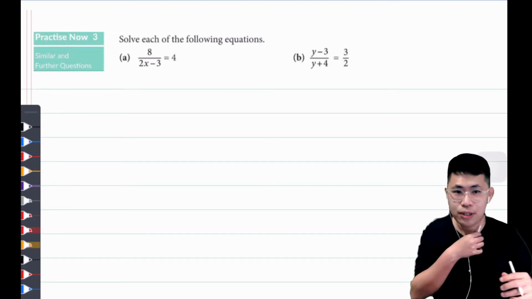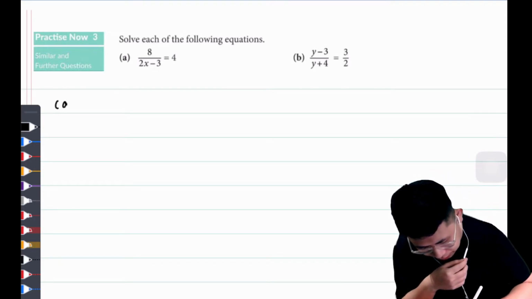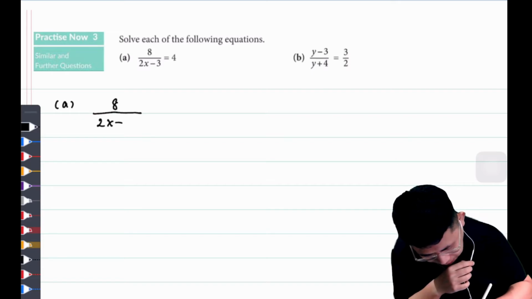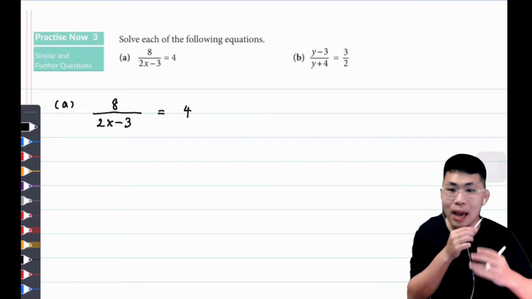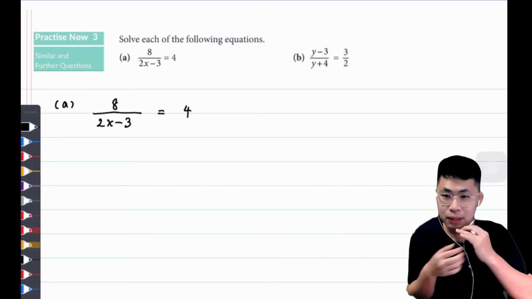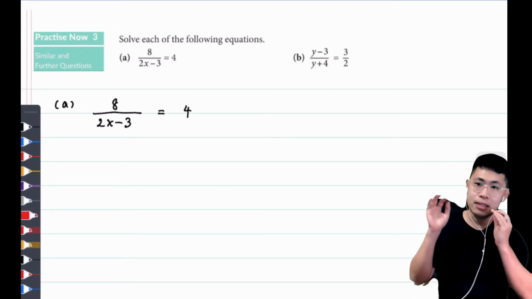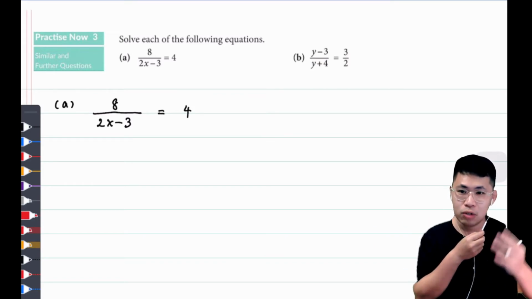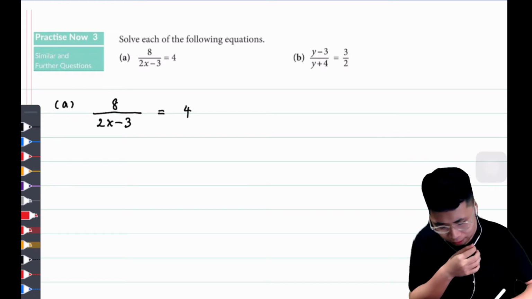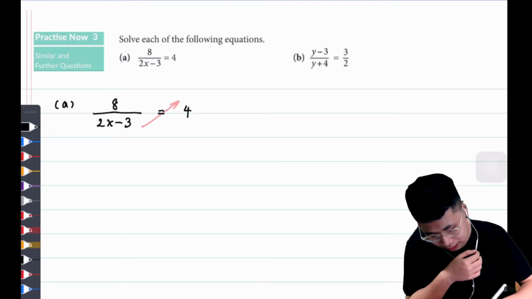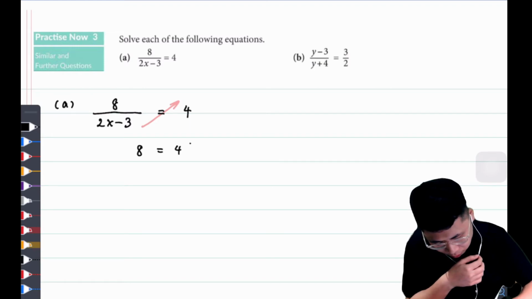Okay, so for practice now 3, we're going to look at two of these things over here. The first one is 8 over 2x minus 3 equals to 4. And we're going to use this idea of cross multiplication to remove our denominator. But if you notice, this is 8 over something equals to 4. So what we can do is we can multiply the denominator just over to the other side. So we can just do this one-sided cross multiplication. We can just throw to the other side. So over here we have something like 8 equals to 4 times of 2x minus 3. So we expand, we get 4 times this, 4 times that.